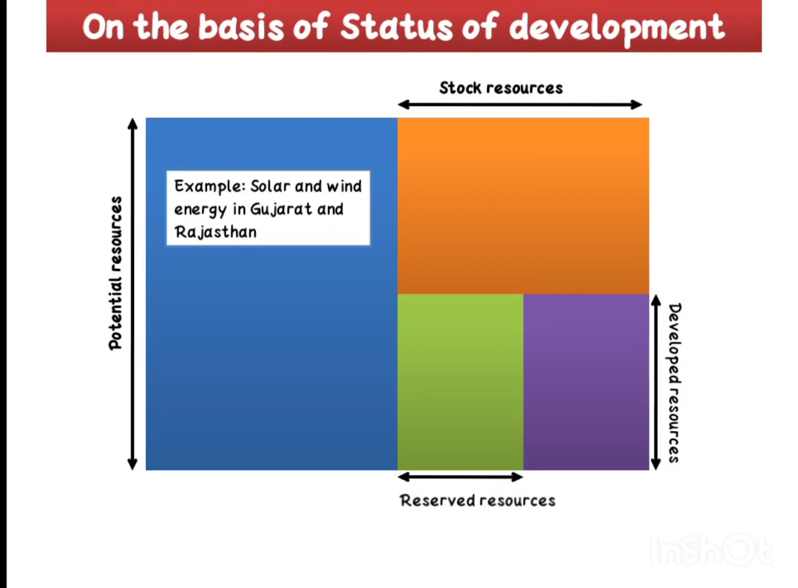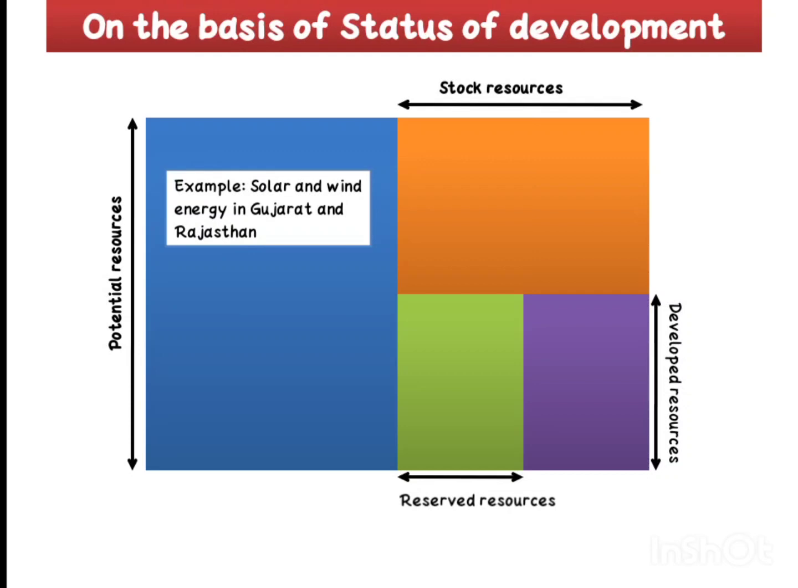So if we think about the blue block, we will see that it is a potential resource. Potential resource means it has much efficiency, efficiency for energy production and other things. But the unique technology is not yet developed in such a way that we can use this type of resource in a proper and systematic way. The examples of such resources are solar and wind.